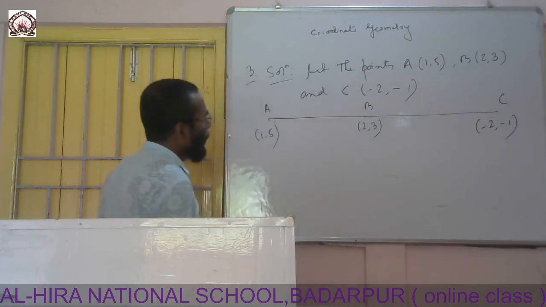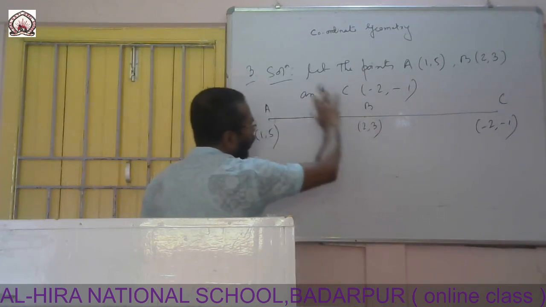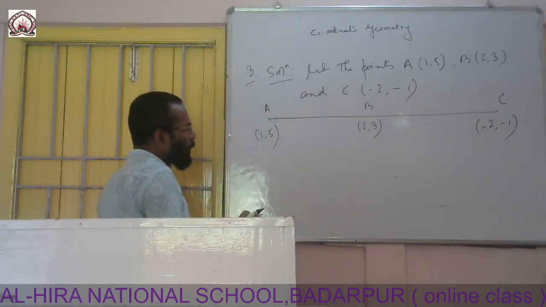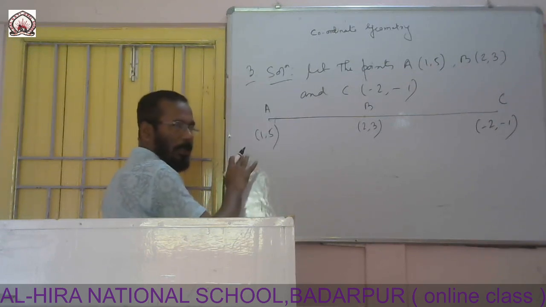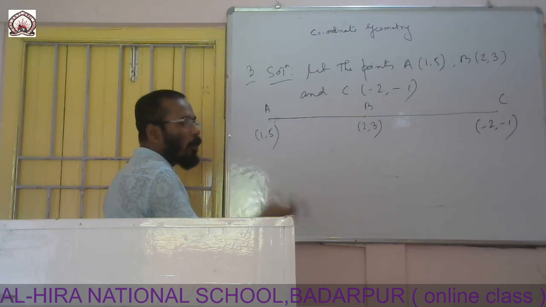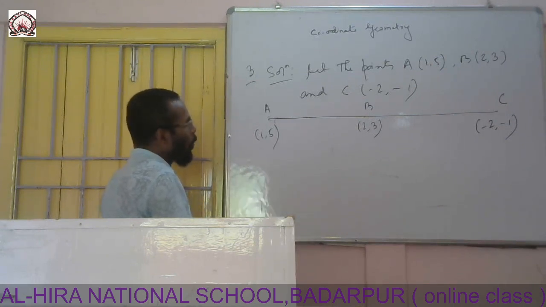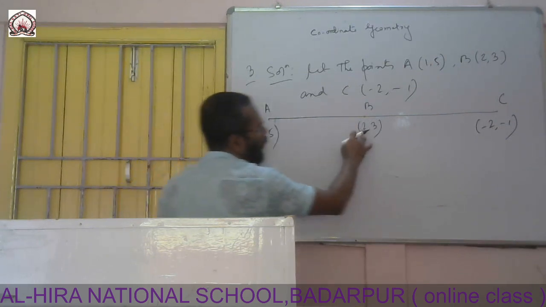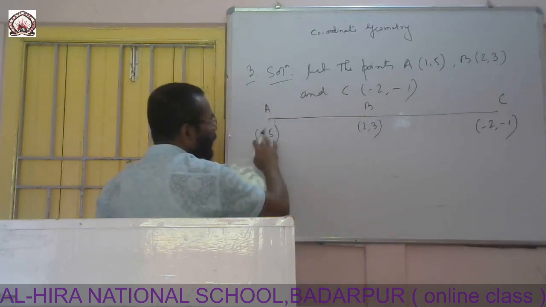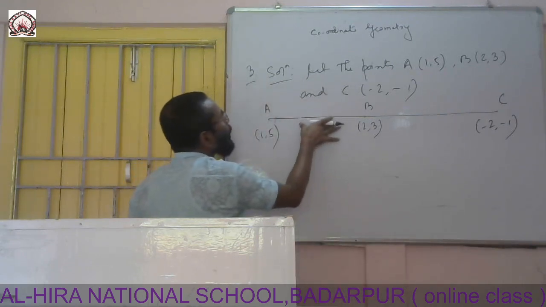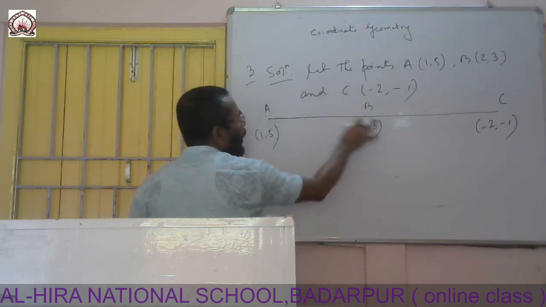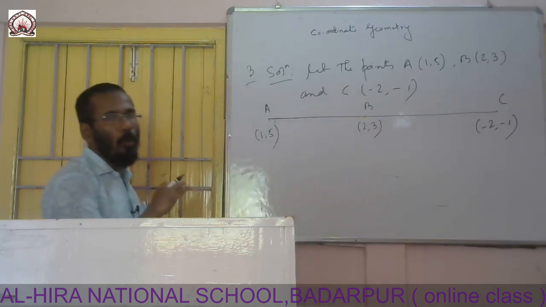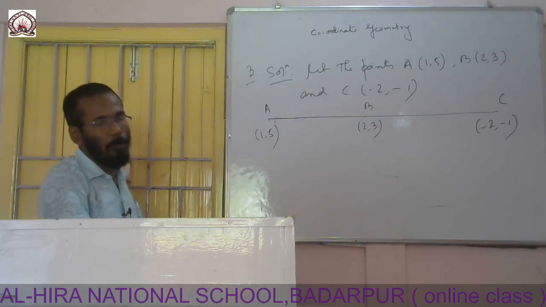Clear? As the question asks us to prove whether the points are collinear or not, if it is collinear then all 3 points must lie in a line, and if it is in a line, then the length AB plus the length BC will be equal to AC.